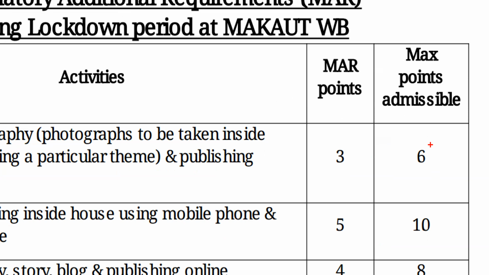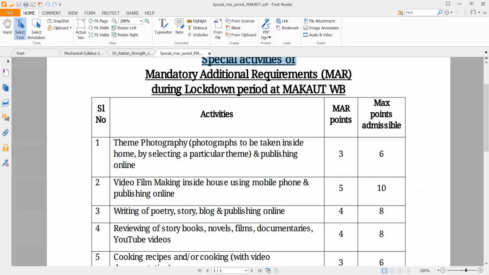Next is video film making inside your house using mobile, and that content needs to be published online through YouTube, Facebook, Instagram or Twitter, whatever mode you like. Keep in mind that whatever you publish, you need to provide the link whenever you claim the points through your teacher. In this second category, you can make a video film inside your house on a topic of your interest, publish it on the internet, and provide the link. A maximum of 10 points can be achieved; each activity is allotted 5 points.